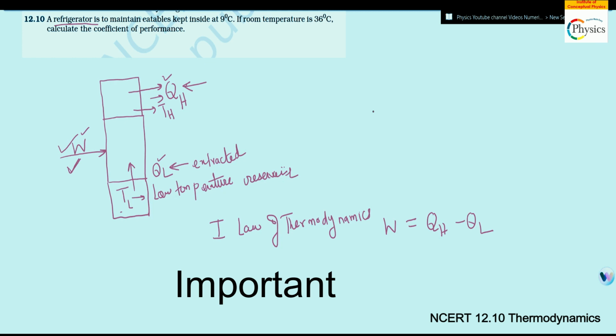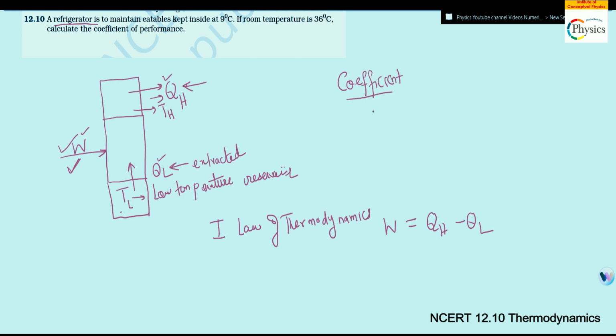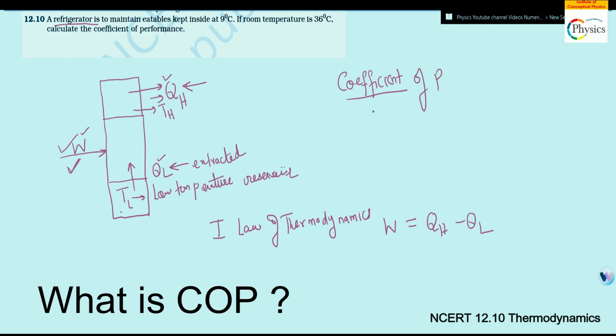Now, what is the coefficient of performance? How do you know your refrigerator is working nicely? There is a term called coefficient of performance. You can see the word, you are talking about performance. What is performance of anything? You are spending money. Where are you spending money? Electricity. The work you're doing is electricity. This is the money you are spending.